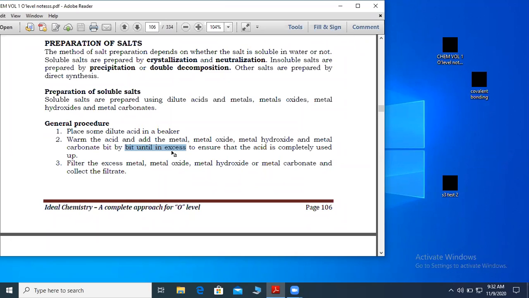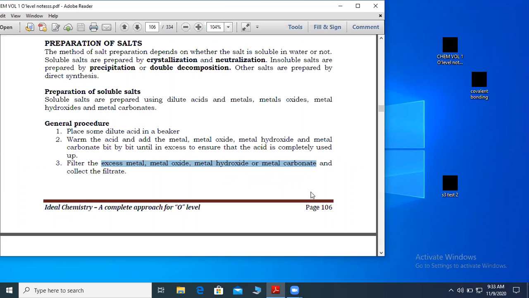Then when you add excess metal or metal oxide or metal hydroxide or metal carbonate, it means some of it has not dissolved. So you will filter off the undissolved metal or metal hydroxide, or excess metal or metal hydroxide or metal oxide or metal carbonate, and you will obtain the filtrate.